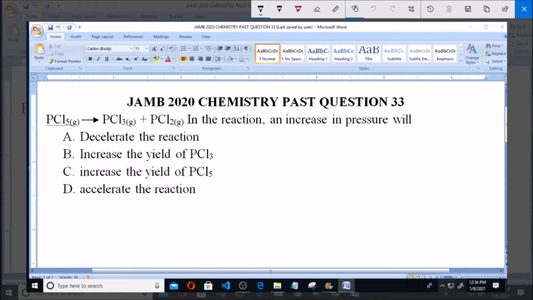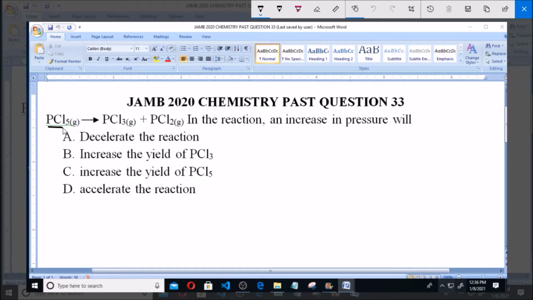I'll be answering JAMB 2020 Chemistry Past Question 33. PCl5 gives PCl3 plus PCl2. Now, in this reaction, an increase in pressure will A. Decelerate the reaction, B. Increase the yield of PCl3, C. Increase the yield of PCl5, and D. Accelerate the reaction. Now, looking at this reaction, the reactant and the product are both in gaseous states.